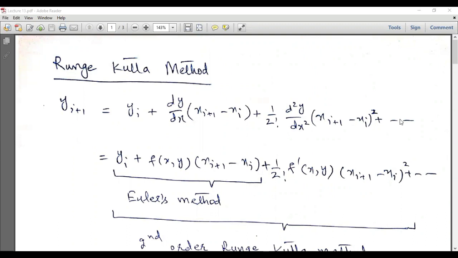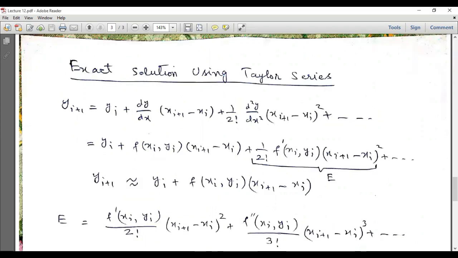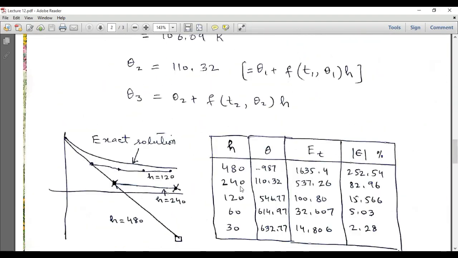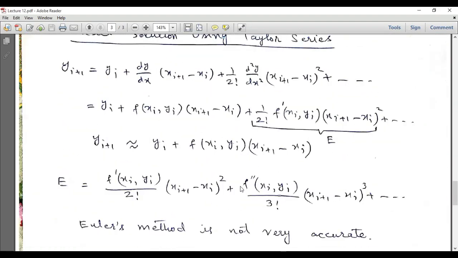In this lecture, I will demonstrate the Runge-Kutta method of numerical differentiation, or numerically solving differential equations. Before starting this discussion, I will first recall my previous lecture on Euler's method of differentiation. In Euler's method, we assumed that the derivative of a function can be evaluated by this stepwise implementation of the Taylor series.